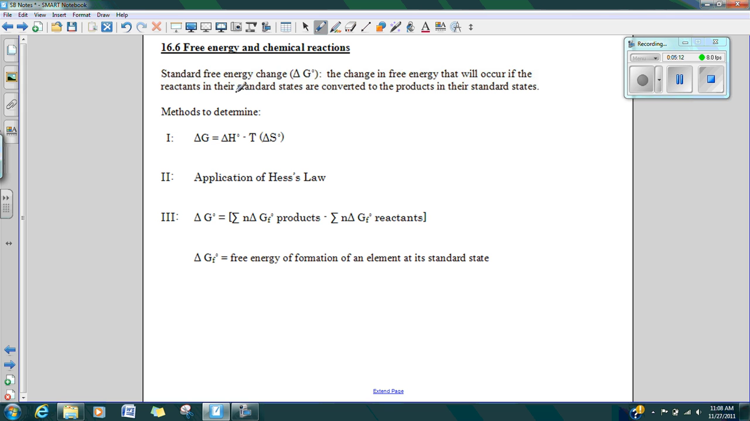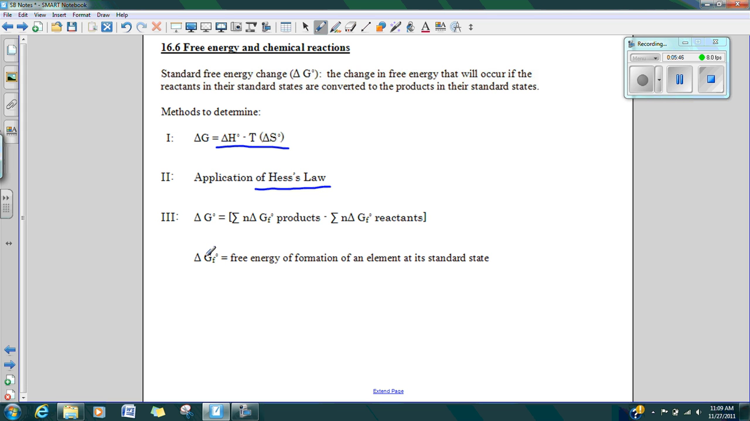You can see the standard free energy change in Gibbs energy, the standard state, will occur if the reactants in their standard state are converted to products in their standard state. These are the methods that we can use to determine them. Here's our formula that we just looked at, and we will work through some of the examples in class. There's the application of Hess's law, which all of you love and find very easy to do. Product minus reactant if you're given charts of Gibbs free energy. And again, this is the change in Gibbs free energy in its standard state.